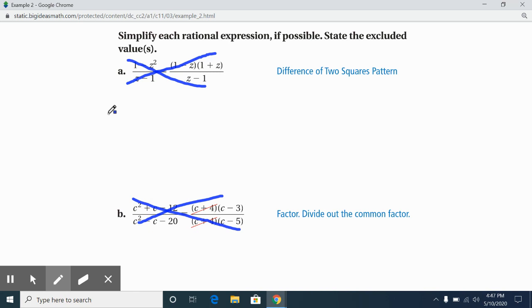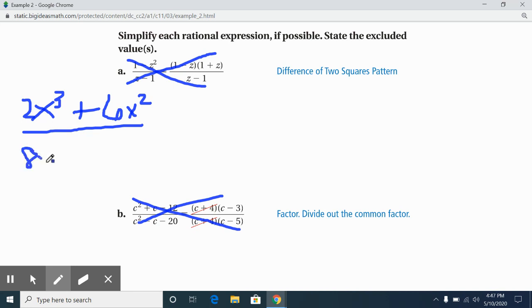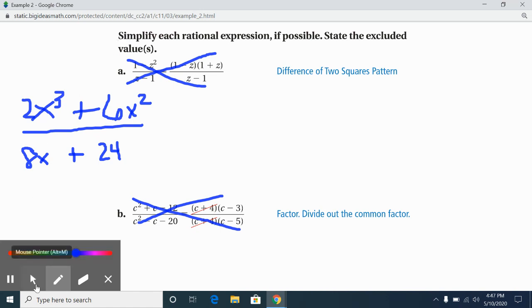Because again, Big Ideas kind of asks you to do something that they don't show you, which I never understand, but I'm going to show you now. So I'm going to make up my own example of 2x cubed plus 6x squared over 8x plus 24. All right, so I do want us to pay attention to the instructions still.